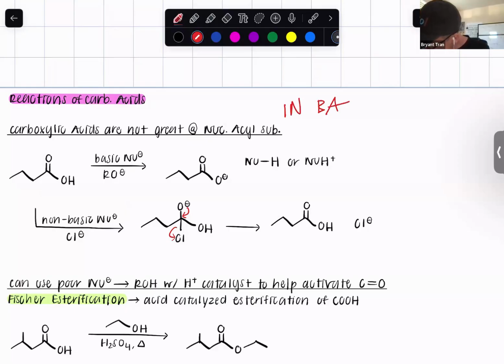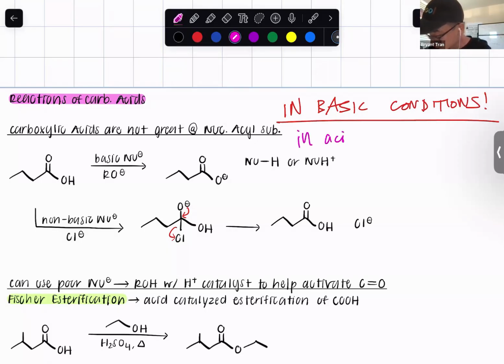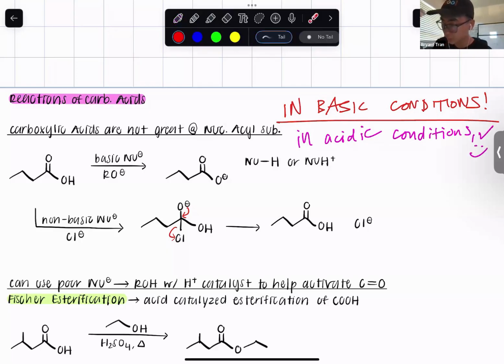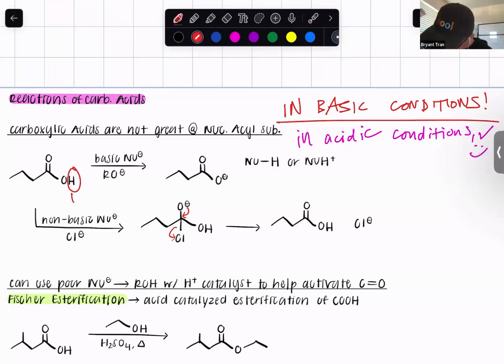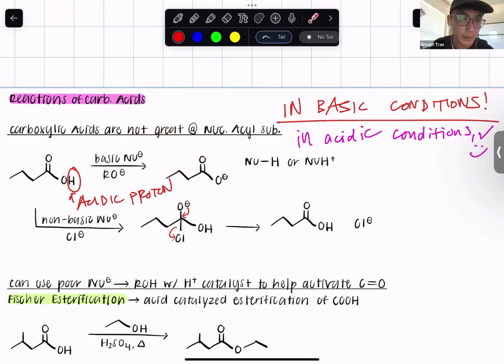In basic conditions, because in acidic conditions, they can do nucleophilic acyl substitution. In acidic conditions, it's all good. The reason why it cannot do it in basic conditions is because of this acidic proton. So if you put any kind of strong base in the solution, that strong base is going to look for the most acidic proton, which is this carboxylic acid proton right there, and deprotonate it to get that carboxylate right there.